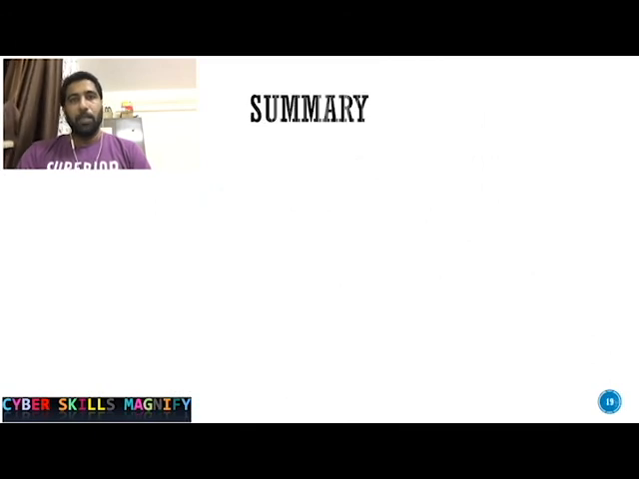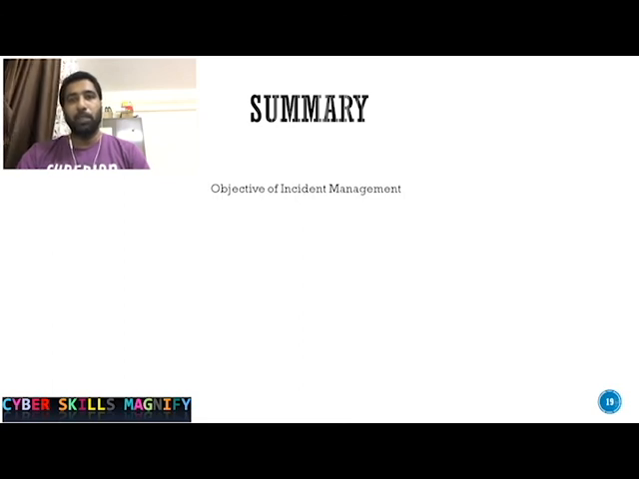Summary. So, in this summary, we will first see the objective. The purpose of the incident management process is to restore normal service operations as quickly as possible and minimize the adverse impact on business operations, ensuring that the agreed levels of service quality are maintained. The objectives of the incident management process are to ensure that standardized methods and procedures are used for efficient and prompt response, analysis, documentation, and ongoing management and reporting of incidents.